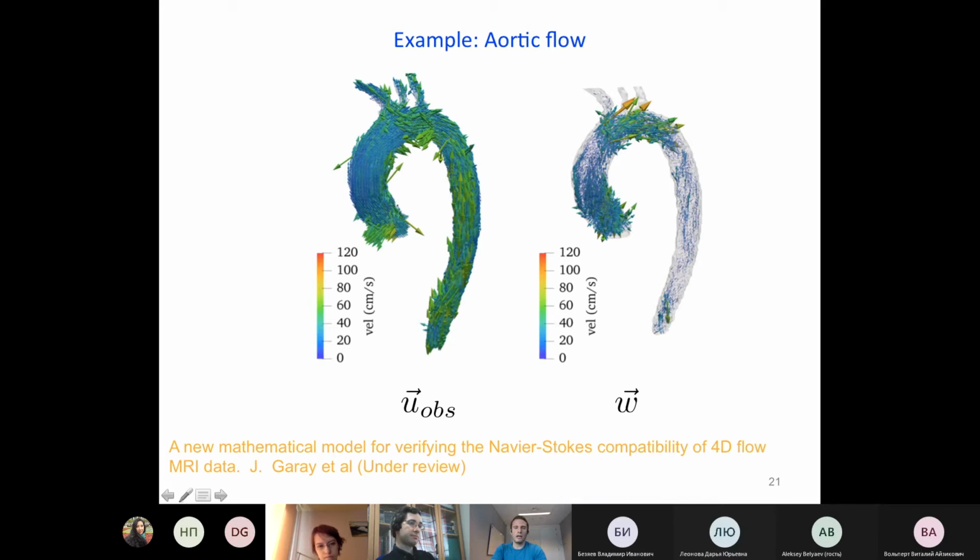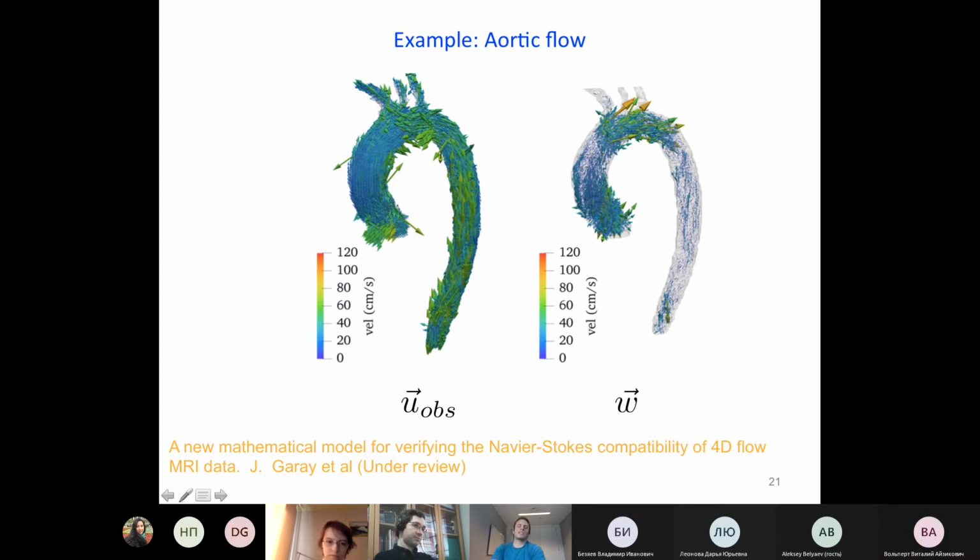This is a real aortic flow. This is volunteer data. And you see the following. If this is the measured velocity, you see that you have some regions where the flow gets more tricky. Here close to the heart and the arc, and also here the velocity gets a bit large, and then you have some kind of recirculation here.